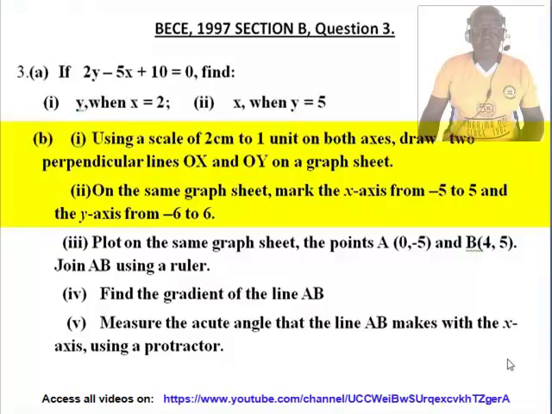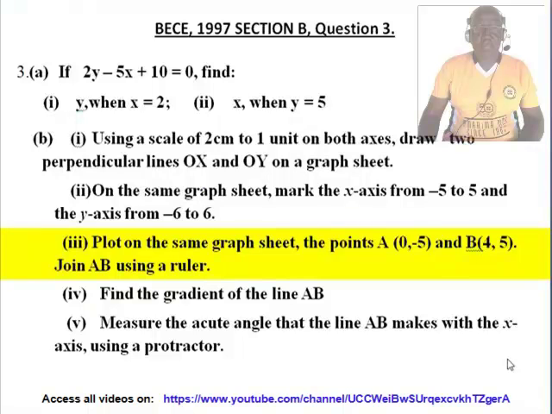3b. (i) Using a scale of 2 cm to 1 unit on both axes, draw two perpendicular lines, OX and OY, on a graph sheet. (ii) On the same graph sheet, mark the x-axis from -5 to 5, and the y-axis from -6 to 6. (iii) Plot on the same graph sheet the points A, with coordinates (0, -5), and B, with coordinates (4, 5). Join AB using a ruler.